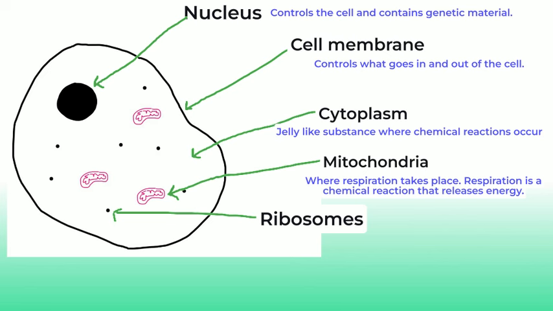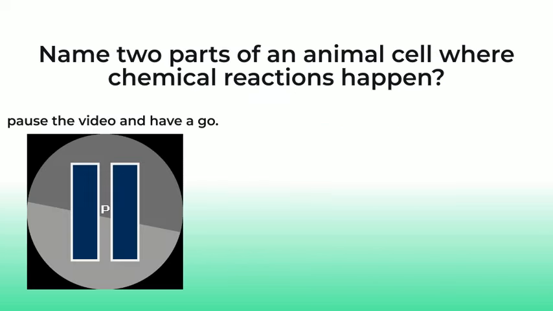The ribosome. These are the smallest structure within the cell and the site of protein synthesis. That means where proteins are made. Look at the diagram of an animal cell. You may want to copy it down and label the parts with the structure and function. Okay, let's recap. Can you name 2 parts of an animal cell where chemical reactions happen?